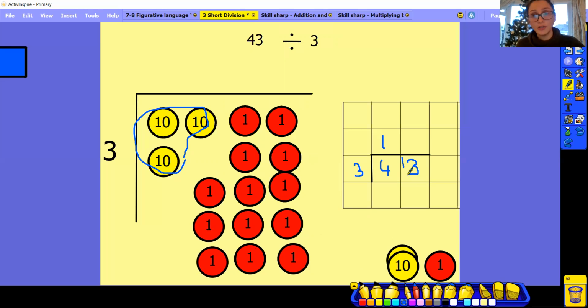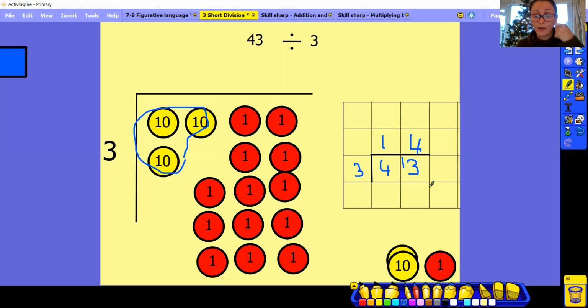And again, 13 divided by 3. Let's see how many 3s it can go into 13. So we've got 3, 6, 9, 12. Can't go any higher than that because we've only got 13. So how many times can it go in equally? Well done if you said 4.